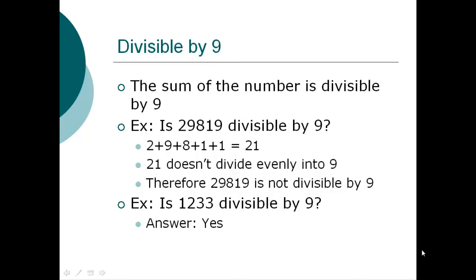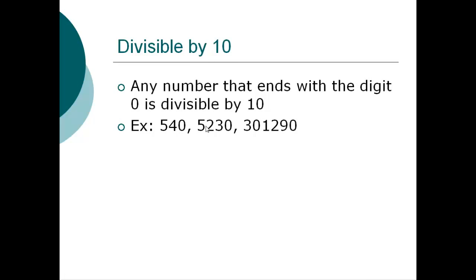And here's the example. For divisible by 10, all we have to do is check whether the last digit is a 0. And if it is, then of course it is divisible by 10.